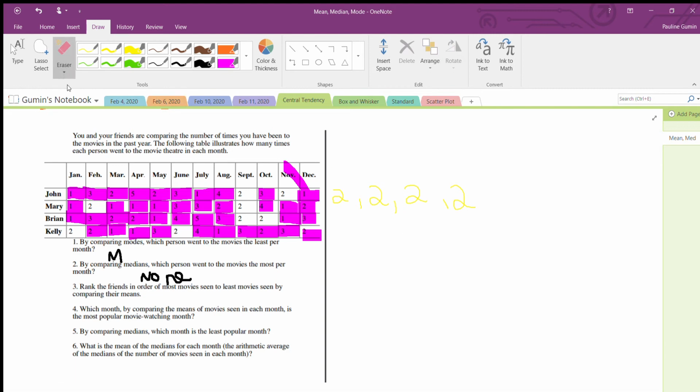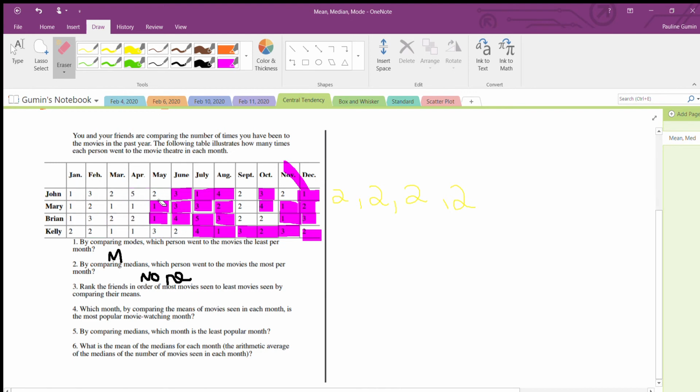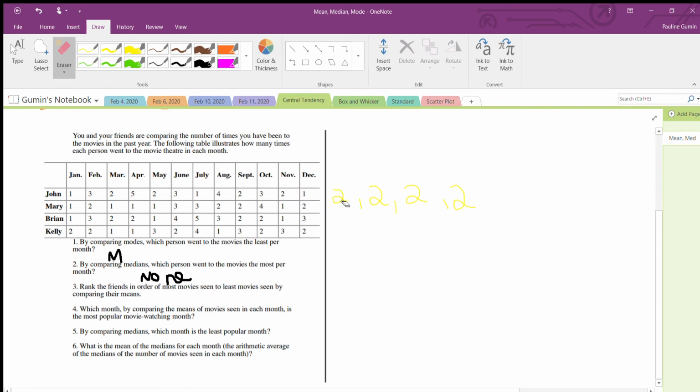Now, you can still rewrite them all in order and cross them out one at a time, if that helps you visualize it a little bit better. However, we want to kind of advance your brains a little bit and not have you do that. Okay. Rank the friends in order of the most movies seen to the least by comparing their means.